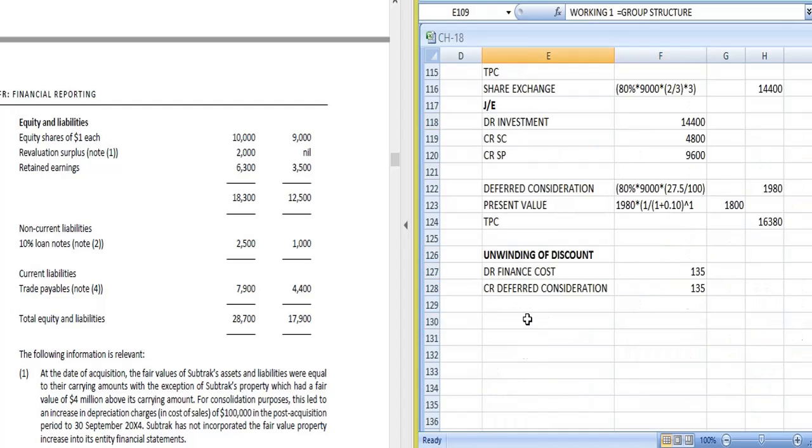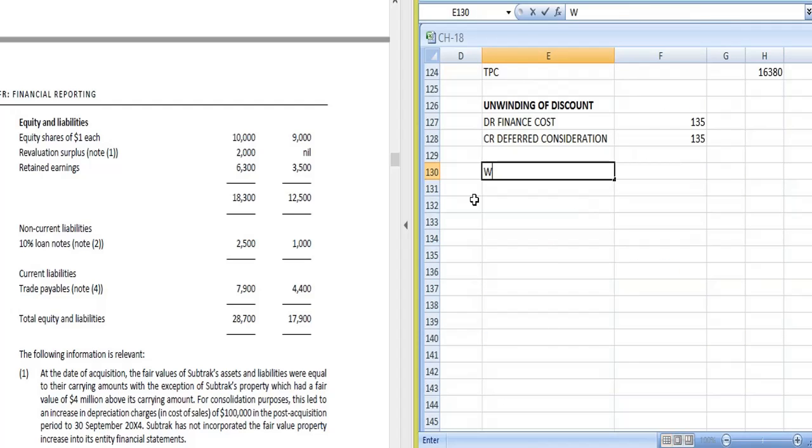Okay, so now let's move to the working 2. Working 2 is for the net asset of subsidiary at fair value at acquisition, at reporting date, and post acquisition reserve.